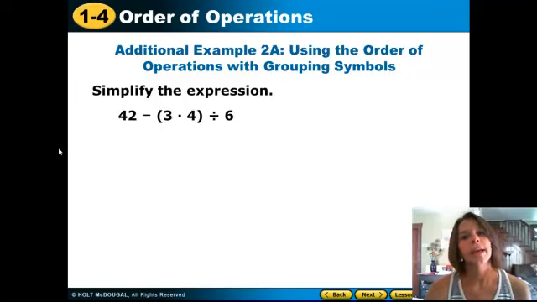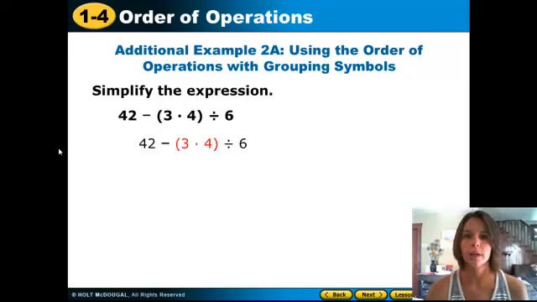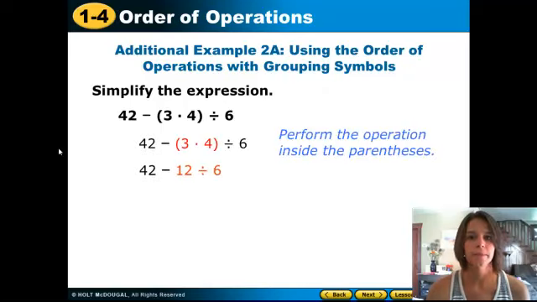Okay, here we have some grouping symbols. If I were just to use order of operations, I would actually perform 3 times 4 first anyhow. The grouping symbols are just an added benefit to know where to start. So I'm going to go ahead and do 3 times 4 first, which is 12. I'm then going to do my division, 12 divided by 6, which is 2, and my subtraction will come last. 42 minus 2 is 40.